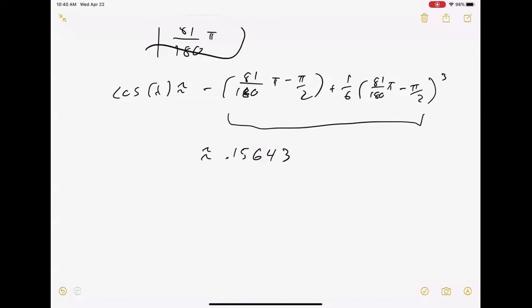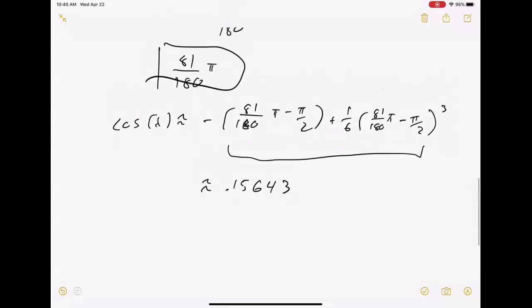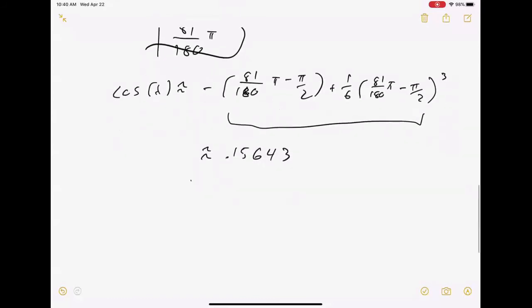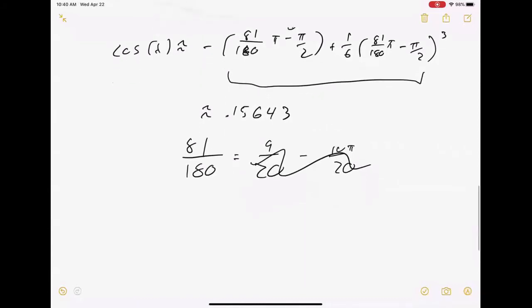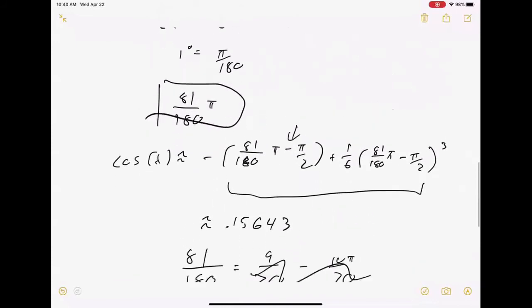One thing I see to make this a bit simpler is that 81 over 180 equals 9 over 20. So we can simplify our fraction a little bit. And then pi over 2 is what? 10 pi over 20. So that'll make this calculation a bit easier. Okay. But yeah, that's the gist of that problem.